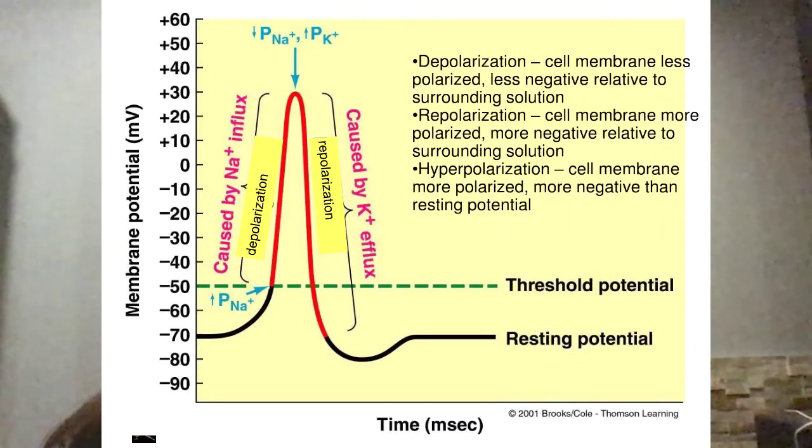Alrighty, so that's just an explanation of the graph. What I want to do now is explain these different types of channels. The voltage-gated sodium channels, the voltage-gated potassium channels, and then I'll also explain how it gets back to resting potential after it hyperpolarizes.